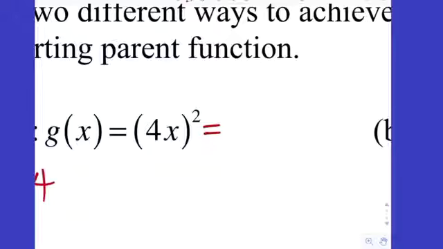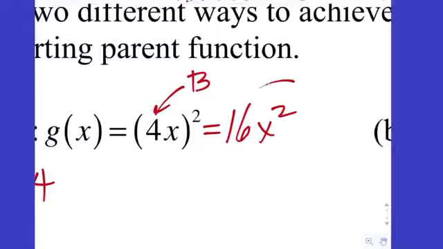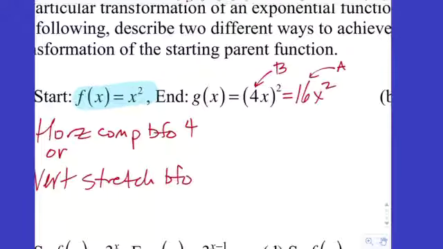This is where you actually have to do the math, right? 4x quantity squared is 4x times 4x, which is 4 squared x squared. So it's equivalent to 16 times x squared. So in this case, this is a b value. By expanding it out, you turn it into an a value. So it's equivalent to a vertical stretch by a factor of 16. Yeah, that's review. We've done that already.